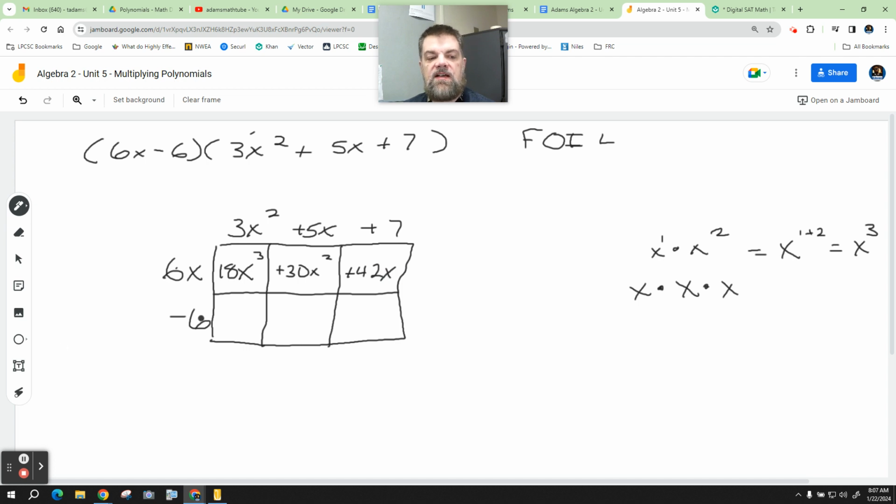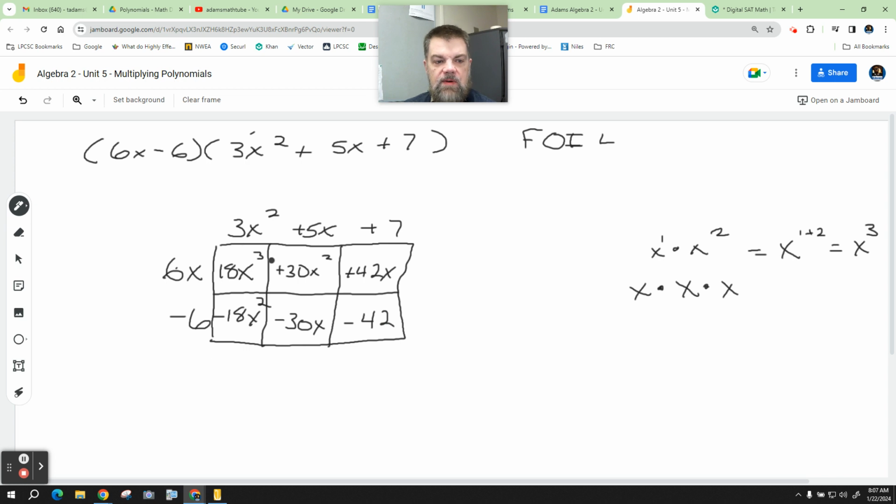All right. Next row, negative 6 times 3 is negative 18. We tack on the x squared. Negative 6 times positive 5x is still a negative 30x. Okay. And then negative 6 times positive 7 is a negative 42.